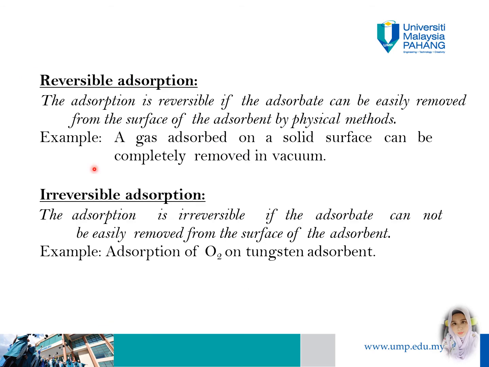Adsorption is reversible if the adsorbate can be easily removed from the surface of the adsorbent by physical methods. For example, a gas adsorbed on a solid surface can be completely removed in vacuum. Whilst adsorption is irreversible if the adsorbate cannot be easily removed from the surface of the adsorbent, for example, adsorption of oxygen on a tungsten adsorbent.